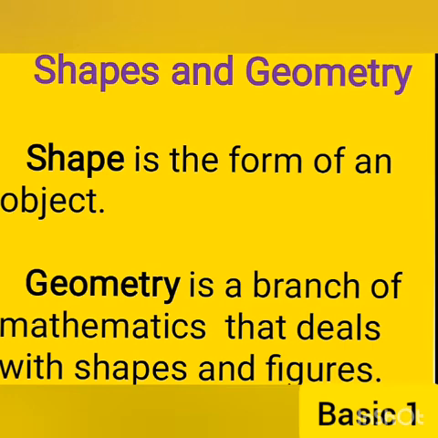What are shapes? A shape is a form of an object. Example, we have a ball. What is the shape of the ball? It means the form of the object ball. The shape of the ball is circle, and so circle forms the shape of the ball.